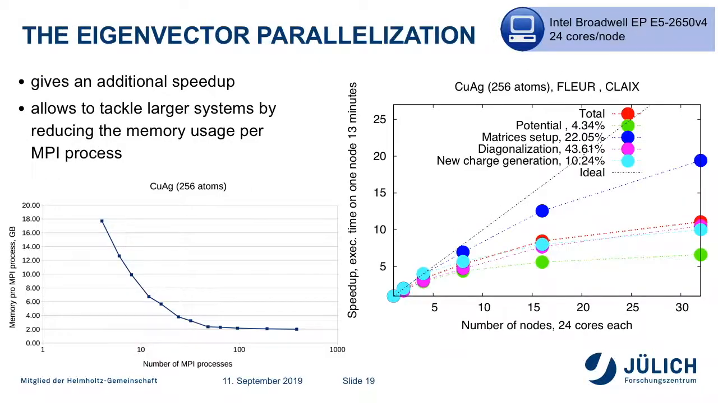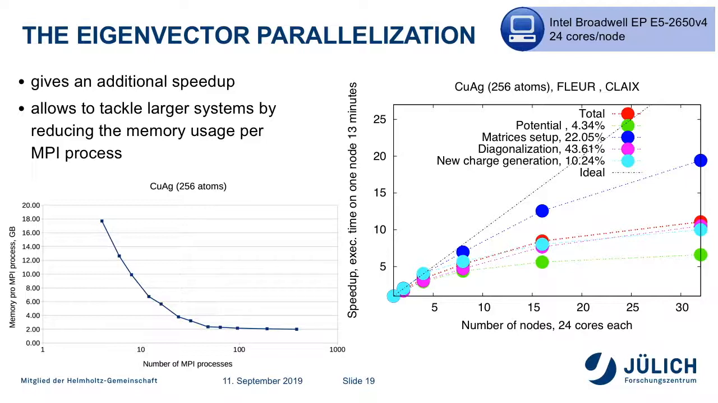Okay, next level. Actually, it's 2 levels together. The MPI parallelization over eigenvectors and the OpenMP beneath. This is an example system, copper silver, which fits on 1 node. So our simulation starts with 1 node. It's again the speed up.